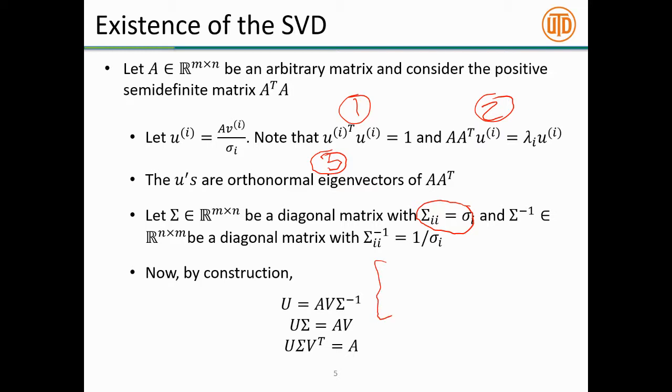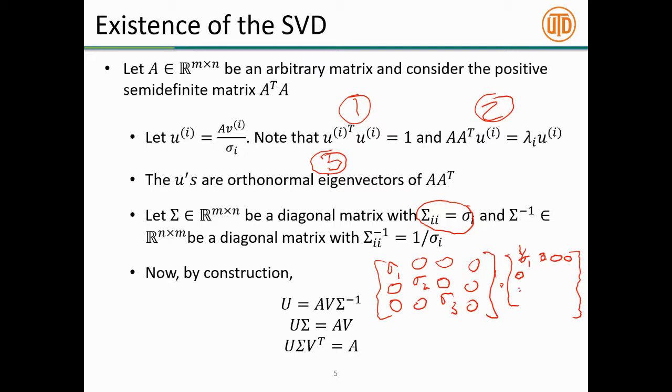I'm not going to do the argument in general. Let's just assume we have, let's say, a 3 by 4 matrix. So sigma looks like this, a diagonal 3 by 4 matrix, and then sigma inverse looks the same way. So if we're going to multiply the two together, I have 1 over sigma 1, 1 over sigma 2, and 1 over sigma 3. Something like this.